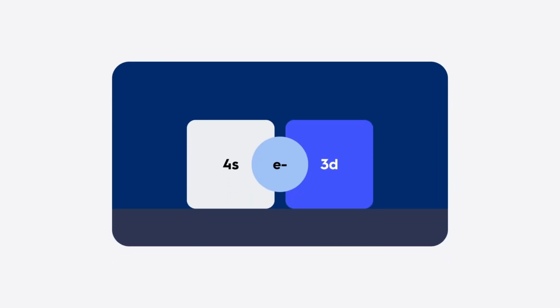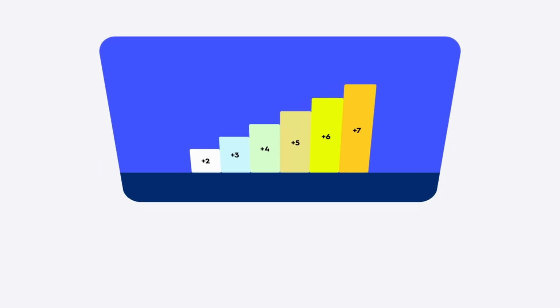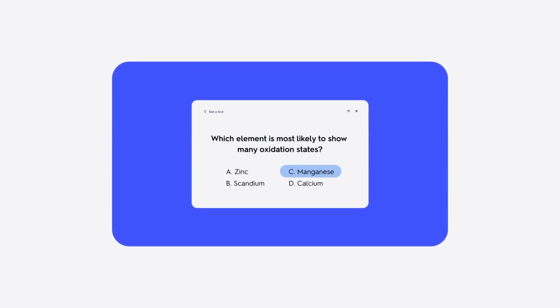So far, we've learned that transition metals can use both 4s and 3d electrons, which creates multiple possible oxidation states. And the pop quiz answer is manganese, because middle transition metals usually have the widest range of oxidation states.